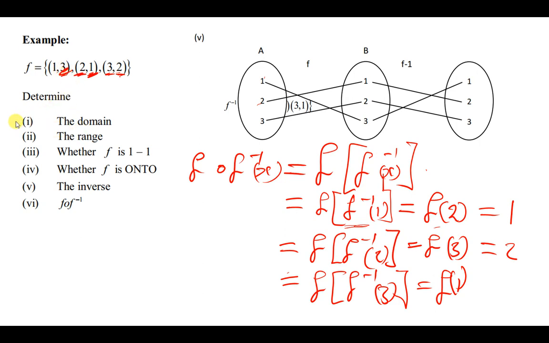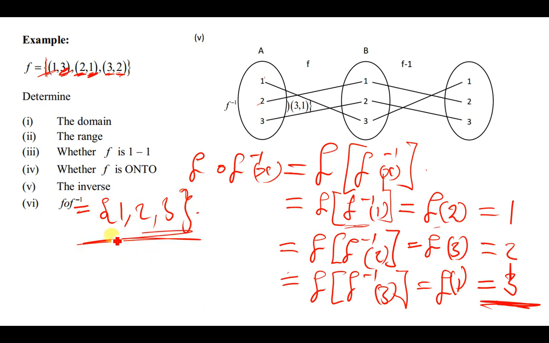And then if we find f of 1, the answer is 3. So you can write that f of f inverse of x gives 1, 2, 3. Yeah, so these are the answers that you are supposed to find.